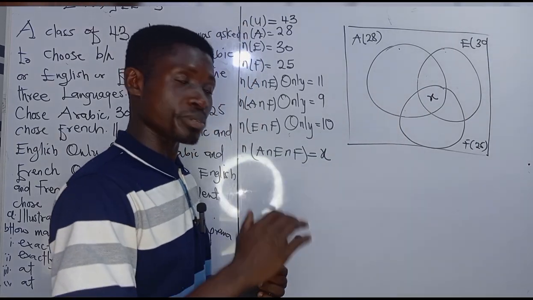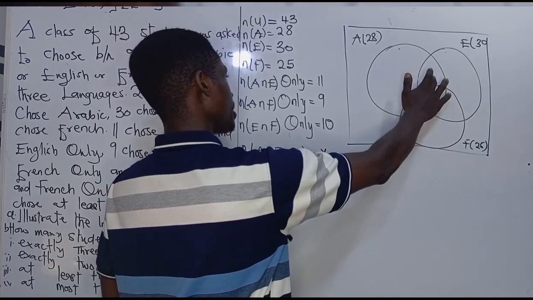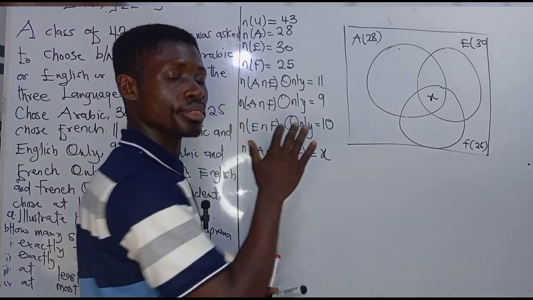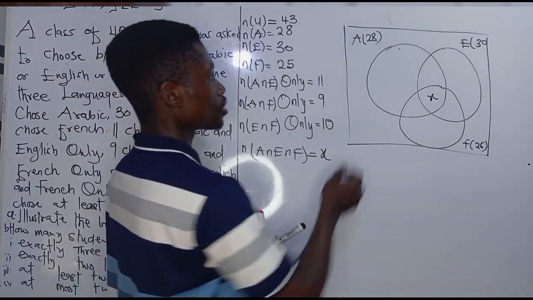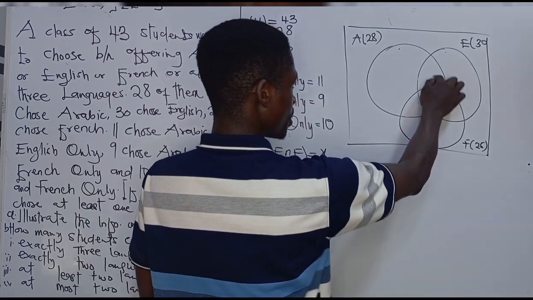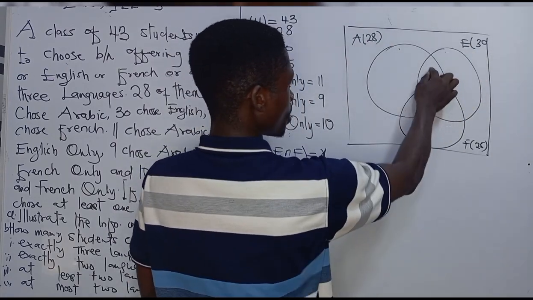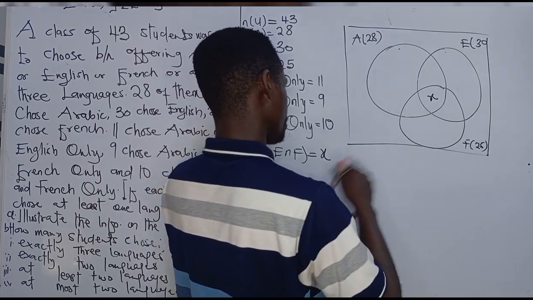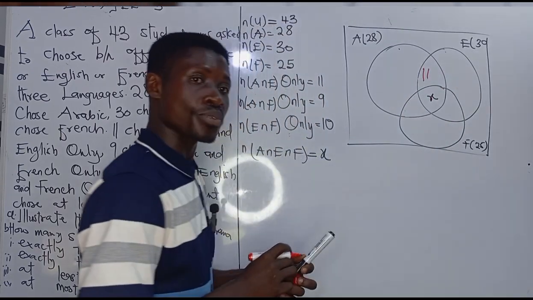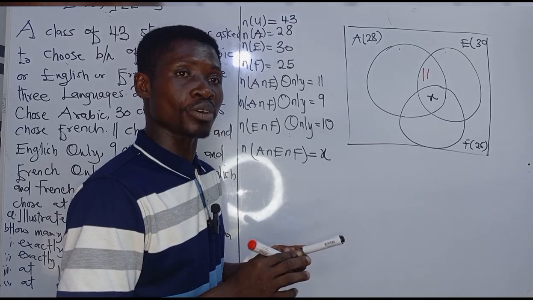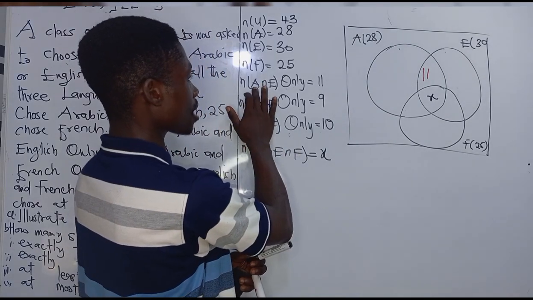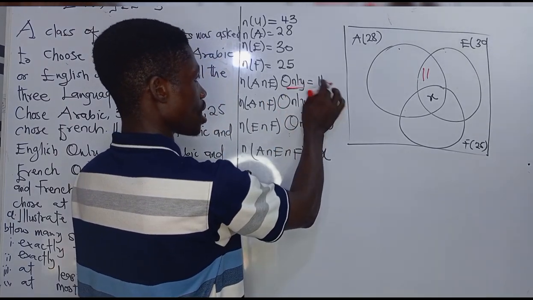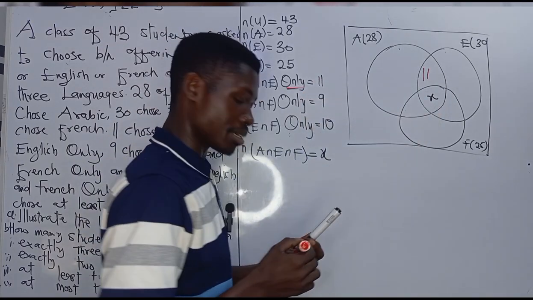The next region that we are going to represent is this region, and then this region. The number of students who offered Arabic and English only is 11. So the region for Arabic and English only, we are talking about this region. We are going to write the whole of this 11 there. Please, we are not going to subtract X from 11, because because of this word only, we are going to write the whole of 11 at this particular region.